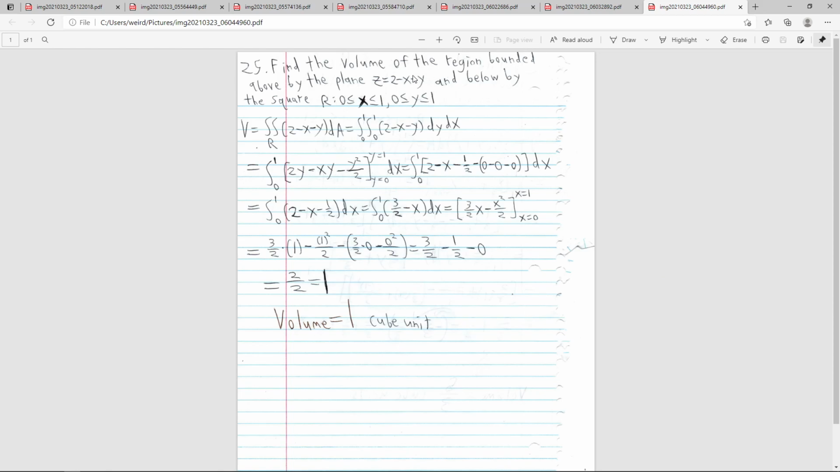Find the volume of the region bounded above by the plane z equals 2 minus x minus y, and below by the square. So v equals, it's a double integral. Very similar to the last one, and the order probably won't change the difficulty of this either. And you go through the process, eventually get one cube unit.